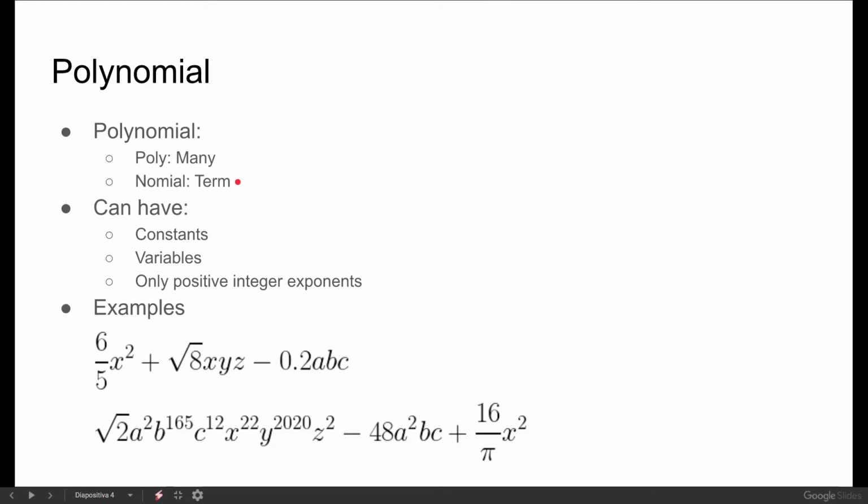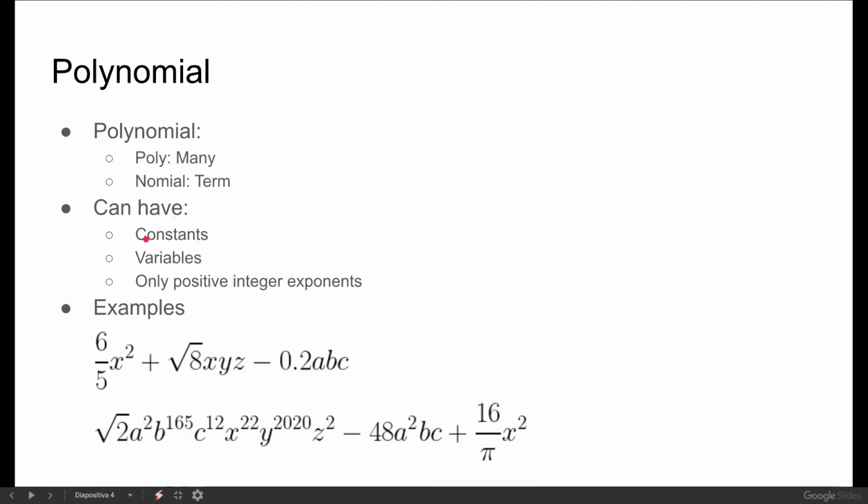What is a term of a polynomial? The terms of a polynomial are the little chunks that are separated by plus or minus signs. So this polynomial here has three terms, 1, 2, and 3. And this polynomial here has only two terms. This one has three terms as well. This is the first term, this is the second term, and this is the third term.